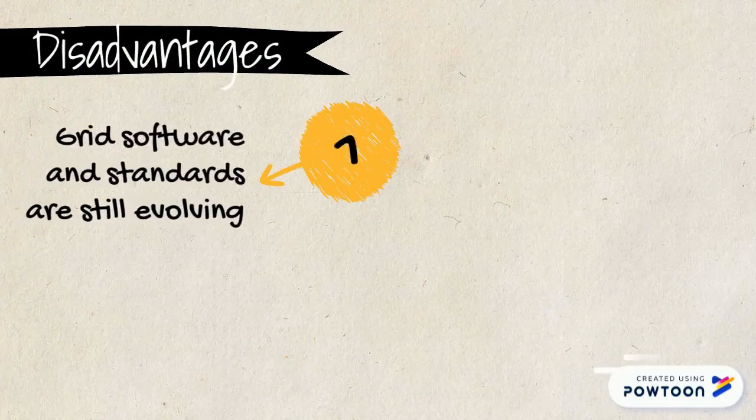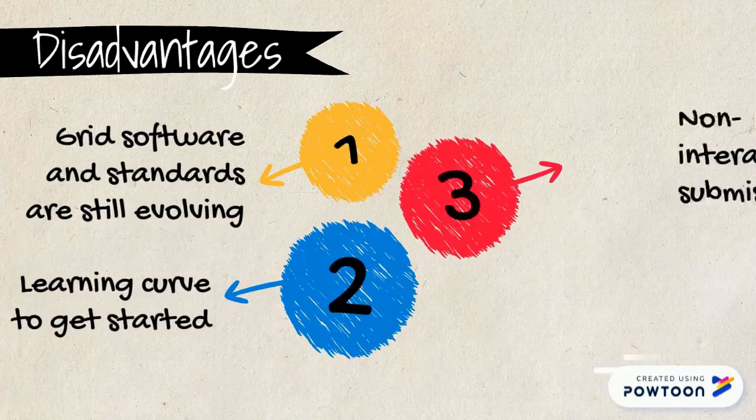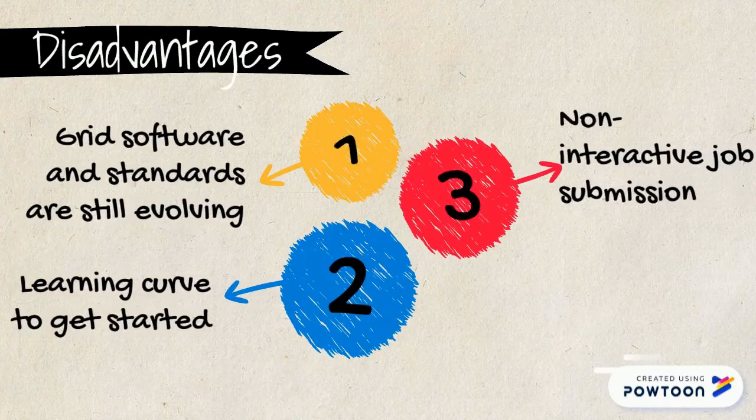Disadvantages of grid computing. First, the grid software and standards are still evolving. Second, the learning curve to get started. And the third one is non-interactive job submission.